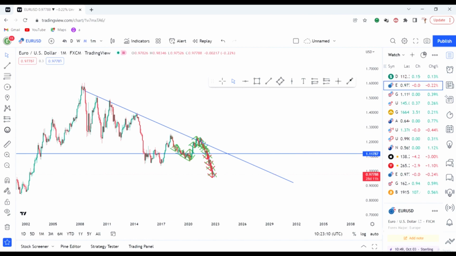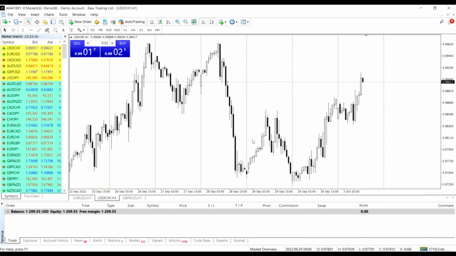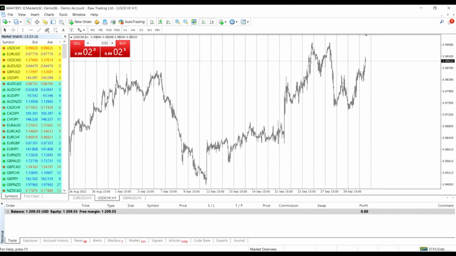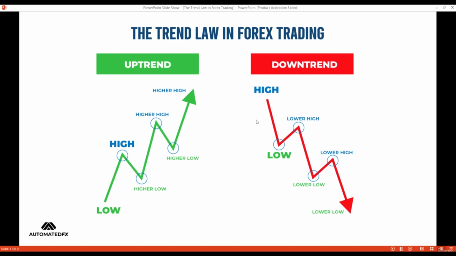Same thing here on our MT4. When you go on other charts, you probably will observe the same thing: lower highs, higher lows and whatever. So that's just it for the trend law, and that's what our trend looks like. You should always be looking to trade in the direction of the trend.